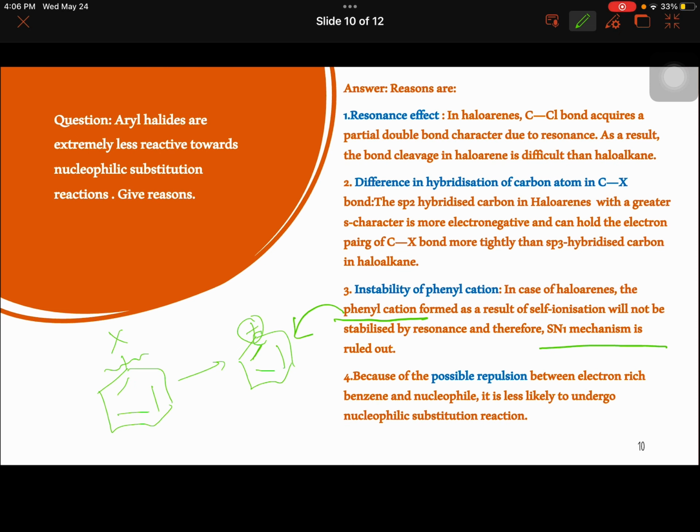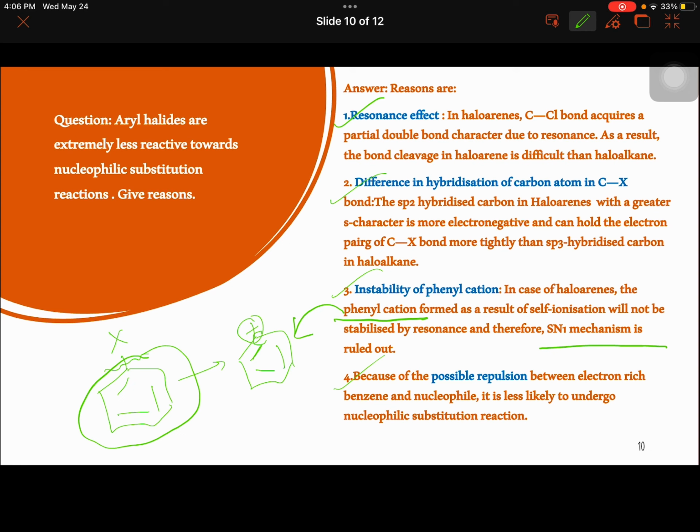And the last reason is benzene is called electron rich because it has 3 pi bonds. Nucleophile is also called electron rich species. Now, if two electron rich species are coming in contact with each other, they will definitely repel each other. So, these are the 4 reasons that why aryl halides are extremely less reactive towards nucleophilic substitution reaction.